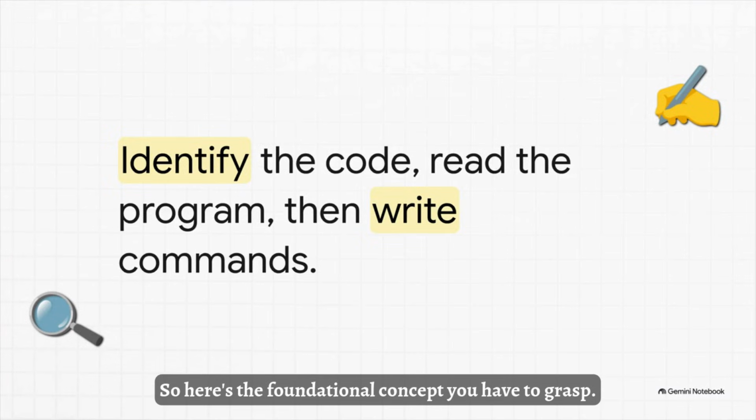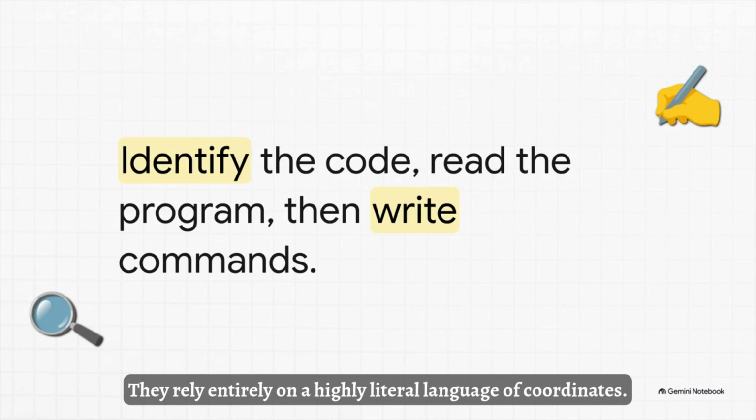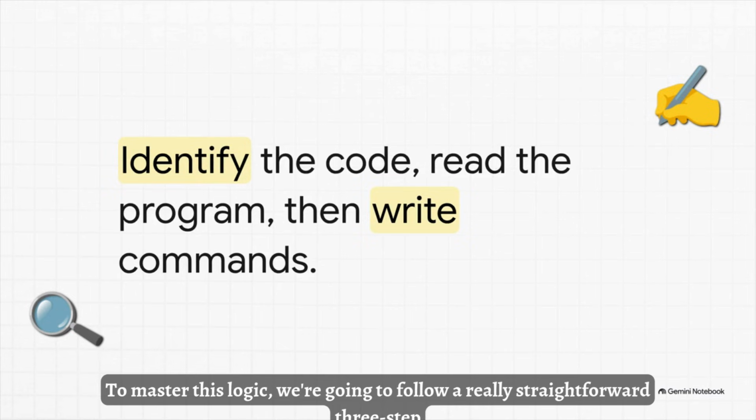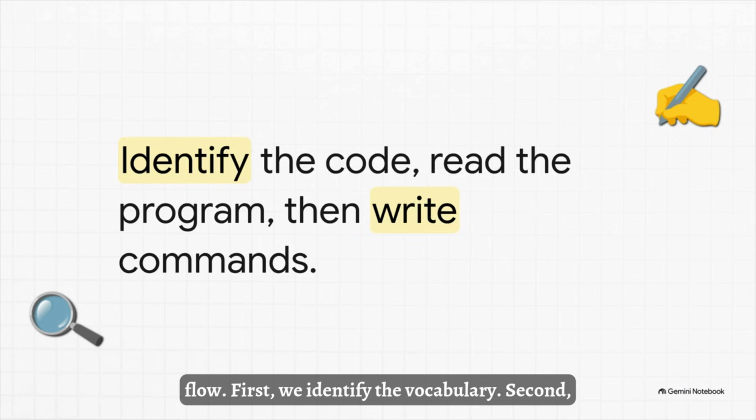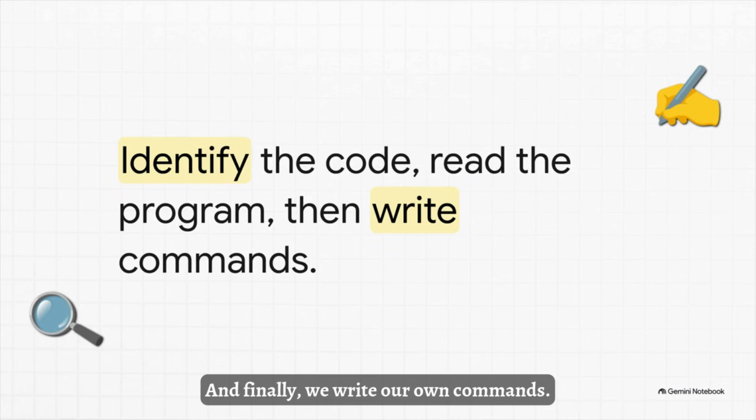So here's the foundational concept you have to grasp. CNC machines have absolutely zero intuition. They don't know what a curve is, they don't know what a straight line is, well, not until you explicitly tell them. They rely entirely on a highly literal language of coordinates. To master this logic, we're going to follow a really straightforward 3-step flow. First, we identify the vocabulary. Second, we read the program to translate those strings of code into physical movements. And finally, we write our own commands. Identify, read, write. It's that simple.